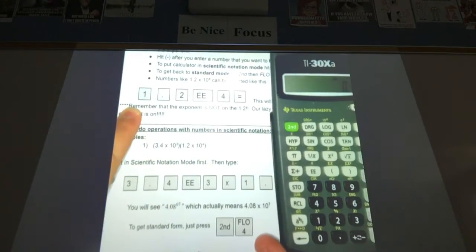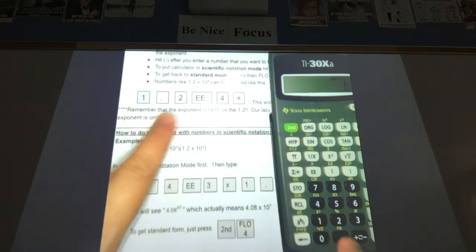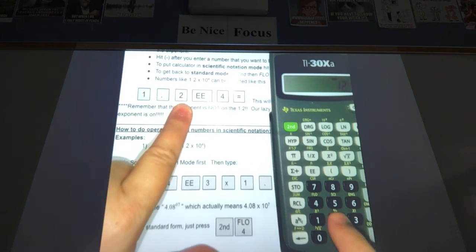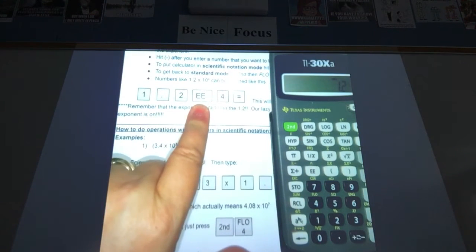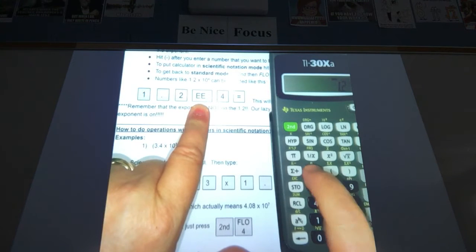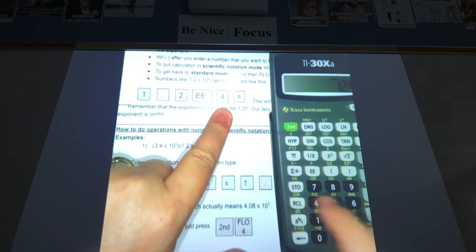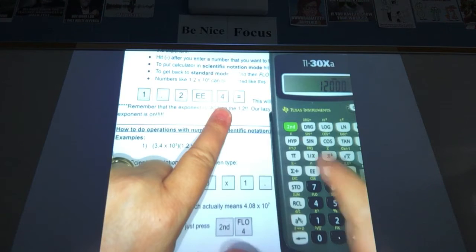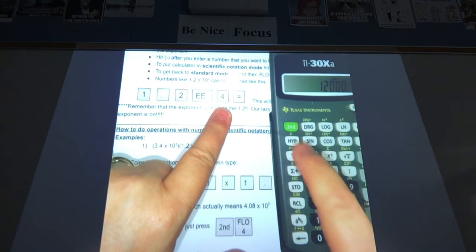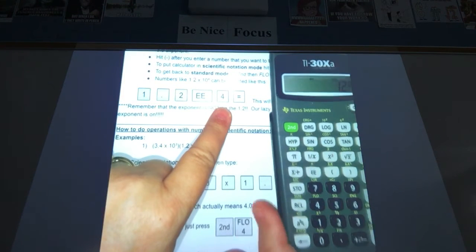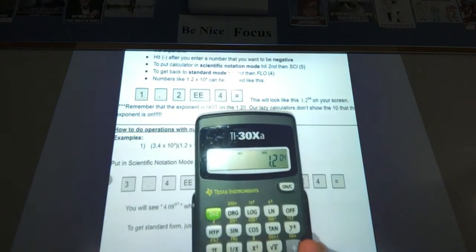So we're going to press the 1, the decimal point, the 2, then EE for the exponent on the 10, 4, and then when we hit the equals, I don't know if you need to hit the equals or not, because when you did the EE, it might just come up like this.